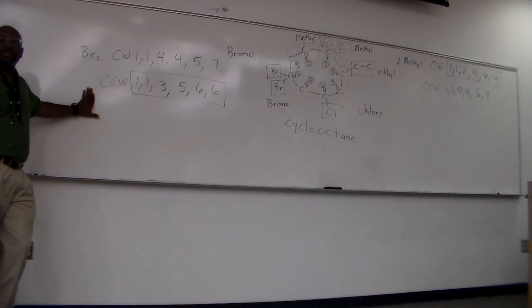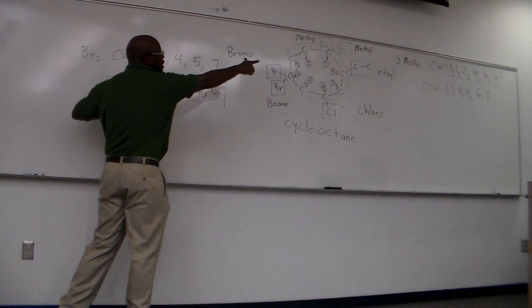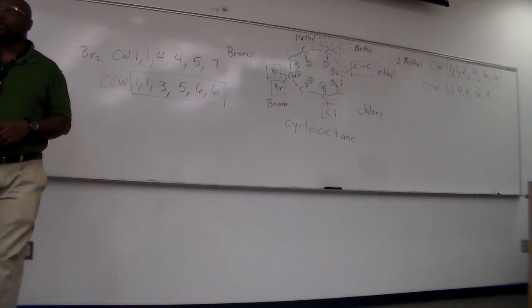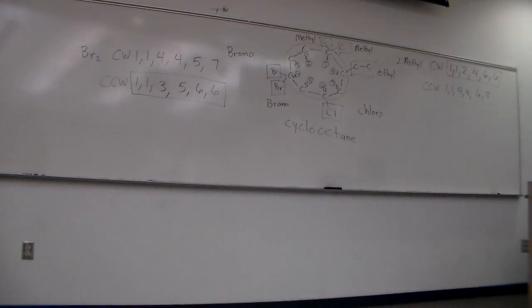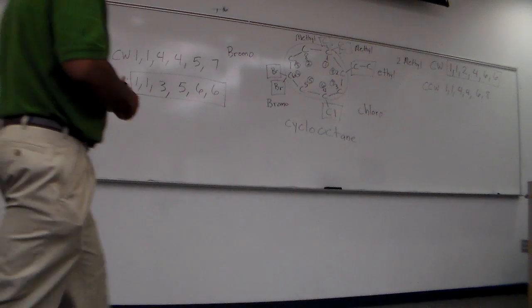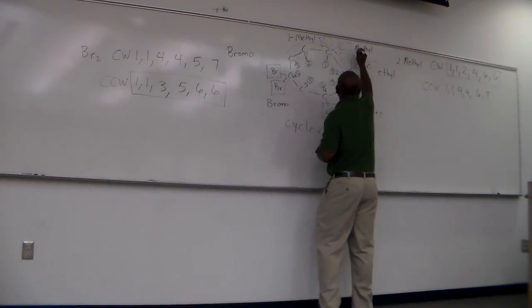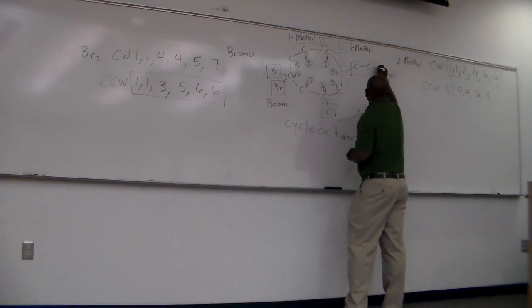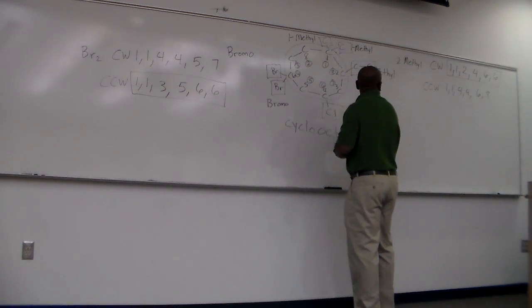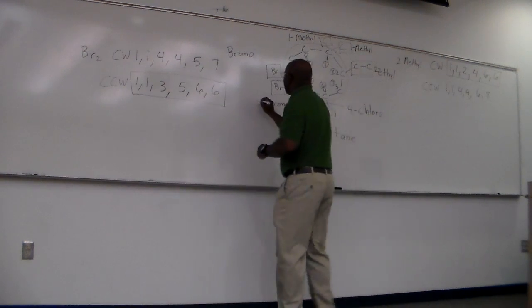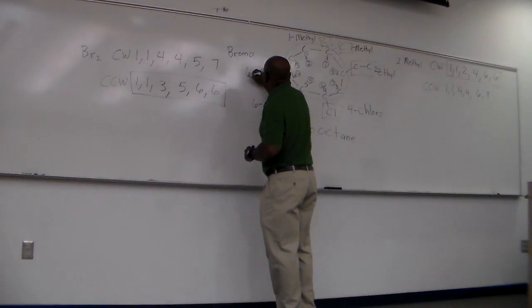Now I have to compare between these two numbers, which one is the lowest? The methyl. So we actually start with the methyl group: 1,1-dimethyl, 2-ethyl, 4-chloro, 6,6-dibromo. That's 1-methyl, 1-methyl, 2-ethyl, 4-chloro, 6-bromo, and 6-bromo.